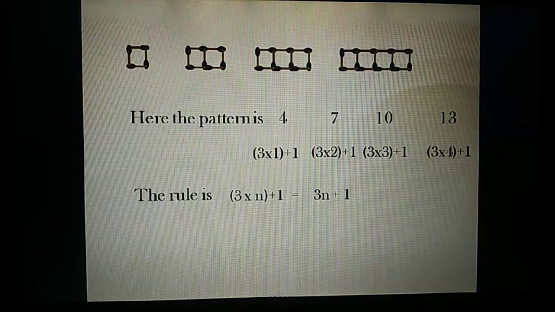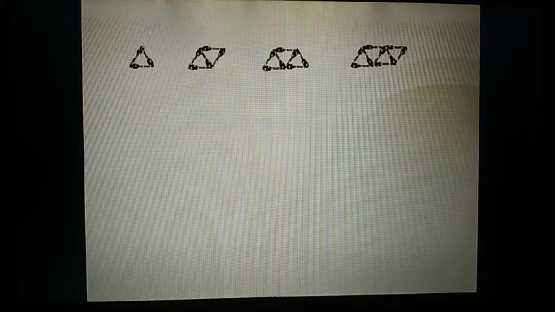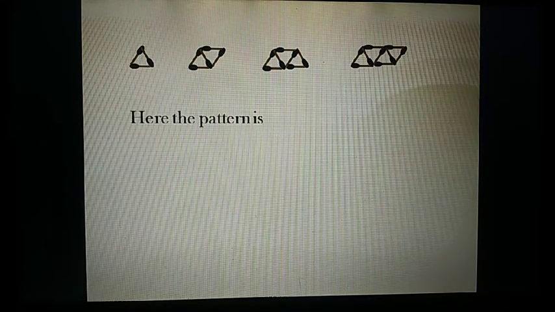Now, in the next pattern, again we are supposed to find the general rule for the number of matchsticks. Here the pattern is given to you in terms of triangles. Again finding out the sequence. In the first one, the number of matchsticks is 3, next 5, next 7, next 9.